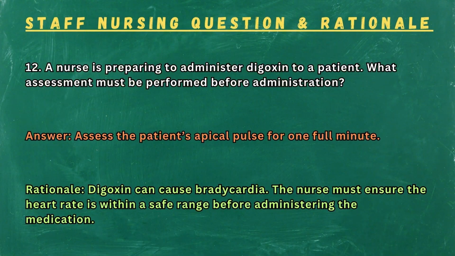12. A nurse is preparing to administer digoxin to a patient. What assessment must be performed before administration? Answer: assess the patient's apical pulse for 1 full minute.